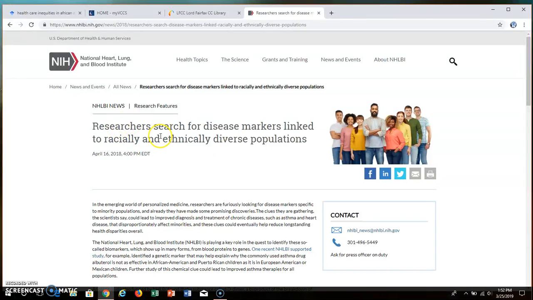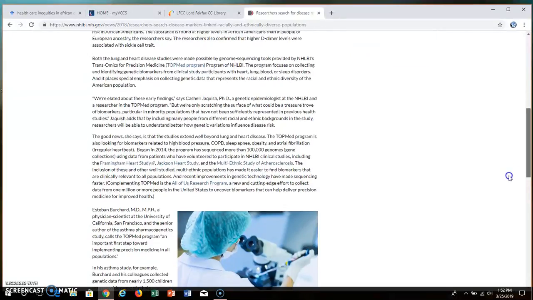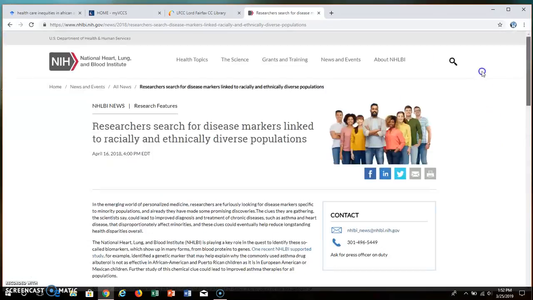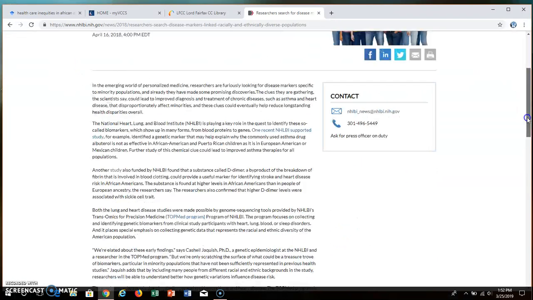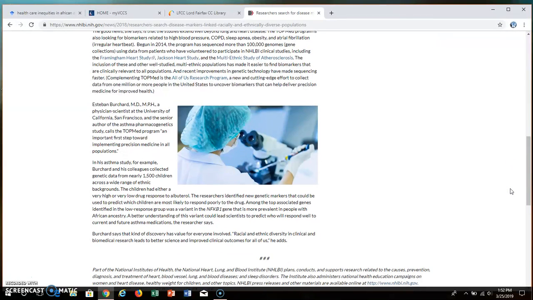There is one that says researchers search for disease markers linked to racially and ethnically diverse populations. I'm going to use this article, which is published on the National Heart, Lung, and Blood Institute's website. I'm going to use that article to get some data, so I'm going to write that article down into the intro section of my piece of paper.